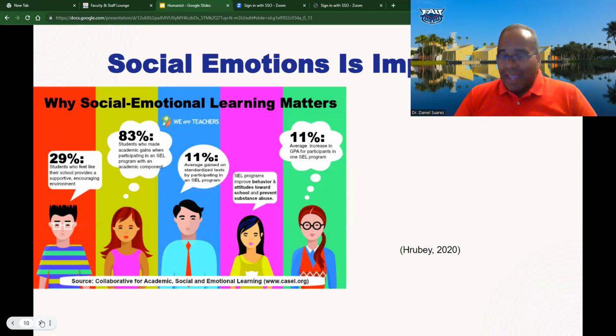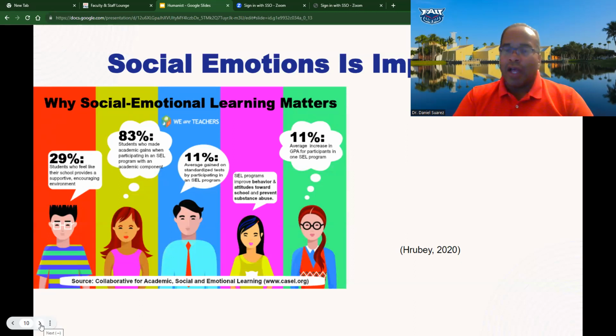SEL programs improve behavior and attitude towards school, and prevent substance abuse, so that substance abuse is no longer a gateway. And of course, there is an 11% average increase in GPA for participation in SEL. So it's a win-win for using this.